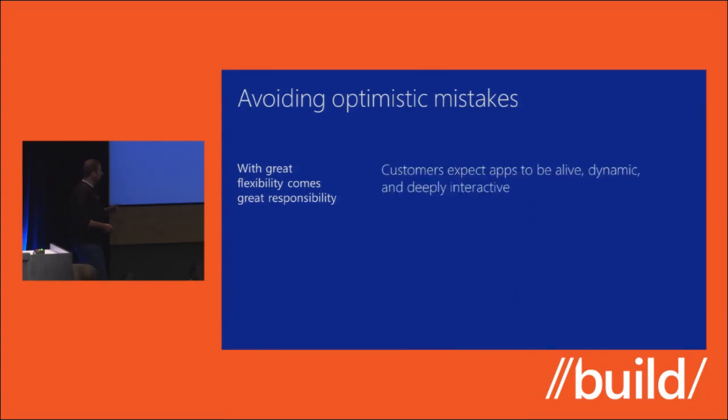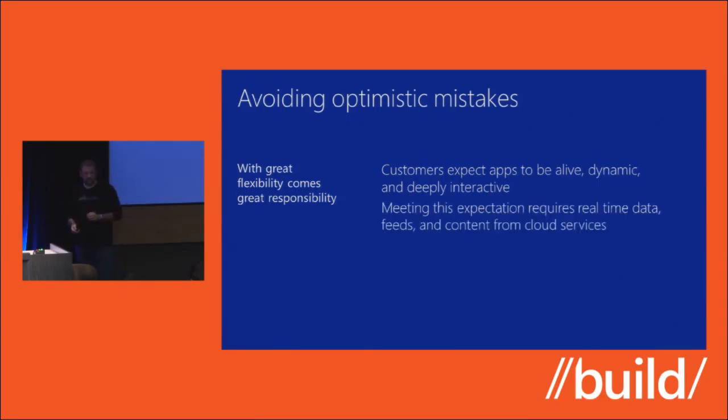So first note, customers expect apps to be alive, dynamic, and deeply interactive. You want to win in this space, you want to distinguish yourself, you're going to have something that draws people's attention in. Flashy games, all kinds of great content. And in order to satisfy those, you're going to have to consume real-time data. You're going to have to pull in feeds. You're going to have to consume content from cloud services.